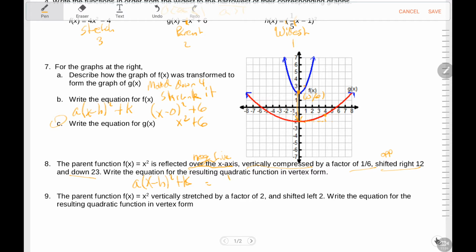It was compressed by 1/6. It is also reflected, so it's negative, x minus, shifted right 12. So you would think plus 12, but it's actually going to be minus 12, because remember we do the opposite way. And then down 23.